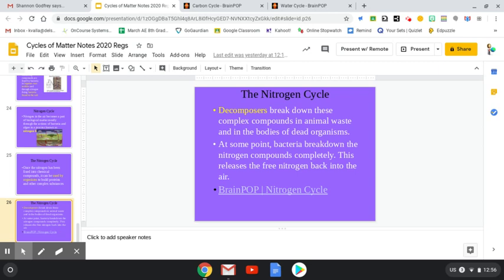And then decomposers break down the complex compounds in animals' waste and the bodies of dead organisms. That's kind of what decomposers do. At some point, bacteria break down the nitrogen completely, and then this releases the free nitrogen back into the air. So again, everything is cycled through. So then that bacteria will release the atmospheric N2 back into the air, even though we don't need it. And I think that might be it.